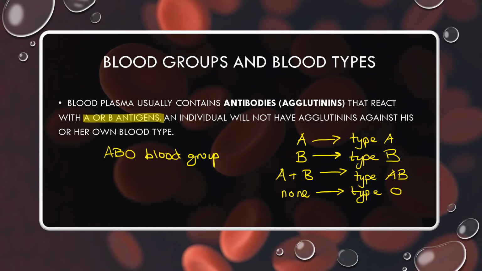Now, blood plasma usually contains antibodies. These are usually called agglutinins, but we usually just call them antibodies. And these will react with the A or B antigens if they are mixed.